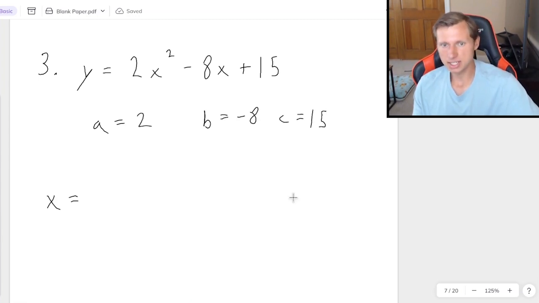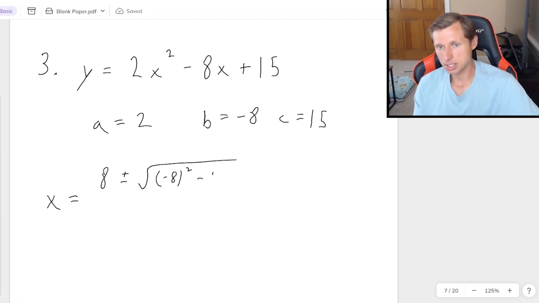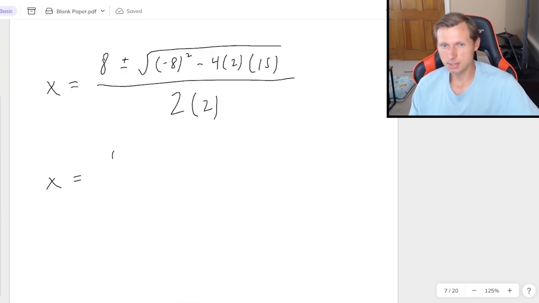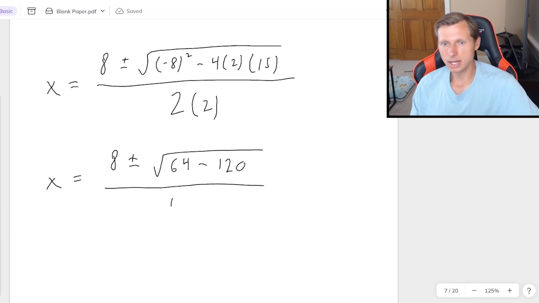So then that means x equals, careful here, double negative 8 makes it positive 8 plus or minus the square root of b squared minus 4ac, all over 2a. And then now we're just simplifying. 8 plus or minus, negative 8 squared is positive 64, of course, because negative numbers squared become positive. And then that's going to be minus 4 times 2 times 15. That's going to be 120. And then divided by 4.